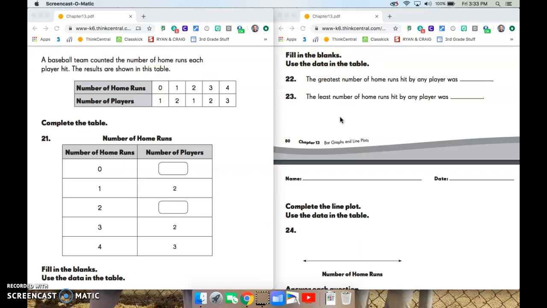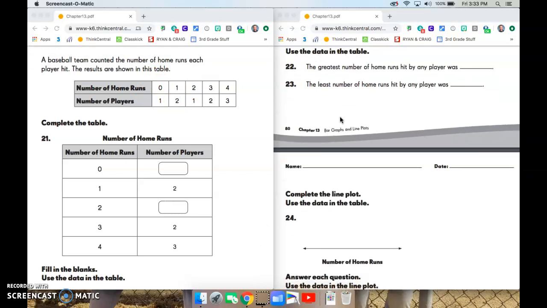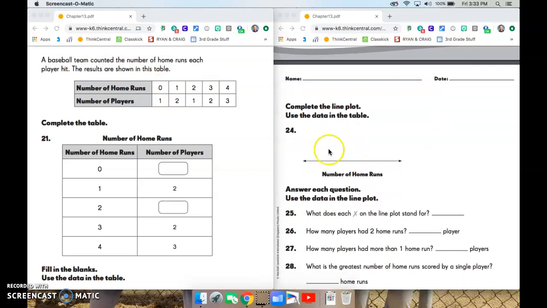Complete the line plot. Use the data in the table. It'll be a little difficult for me to show you right here, but you can imagine making 5 little tally marks below here. So it'd be like 1, 2, 3, 4, 5. And then we would label it underneath 0, 1, 2, 3, 4.